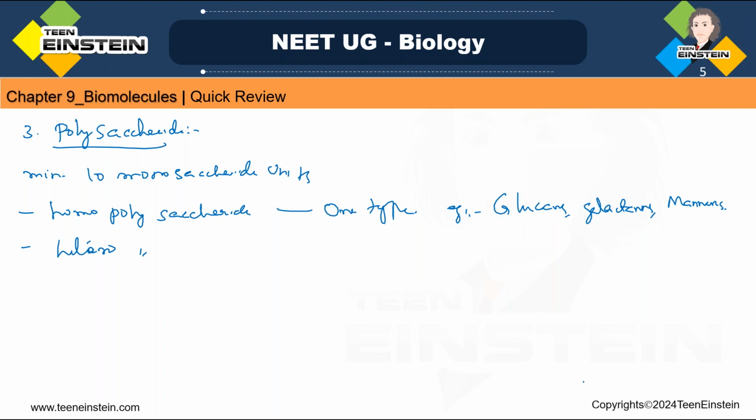For glucans, examples are starch, glycogen, cellulose, chitin. All these are glucans. Then galactans have only galactose units. Examples are agar, pectin, galactan from snails. All these are galactans. Next come the mannans. Mannans contain only mannose units. Example, yeast mannans. Okay, so that's about homopolysaccharide.